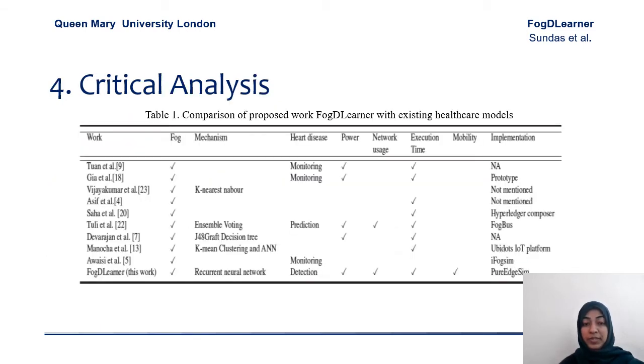Table 1 compares our work with the other works of the literature. The parameters we use for comparing our work with existing healthcare models are fog-based mechanism they use for prediction, disease for which they propose the framework, power, network usage, execution time, mobility, and implementation of the work.